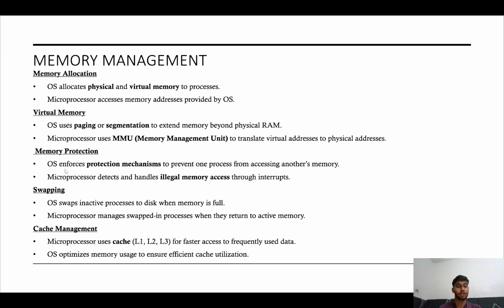Memory protection. OS enforces protection mechanisms to prevent one process from accessing another's memory. Swapping. OS swaps inactive processes to disk when memory is full. Microprocessor manages swapped-in processes when they return to active memory. Cache management. Microprocessor uses cache, that is level 1, level 2, level 3, for faster access to frequently used data. OS optimizes memory use to ensure efficient cache utilization.